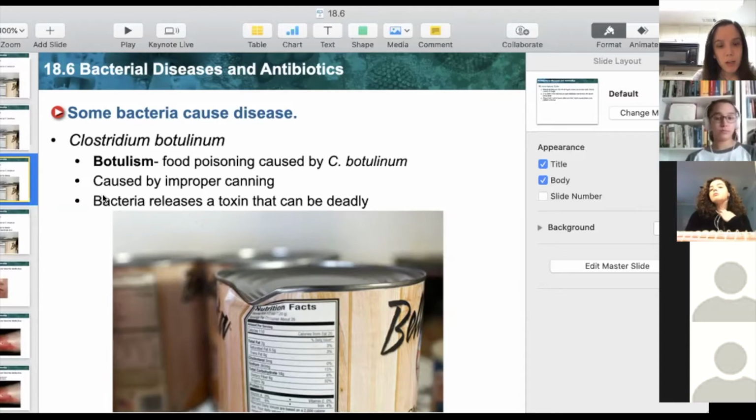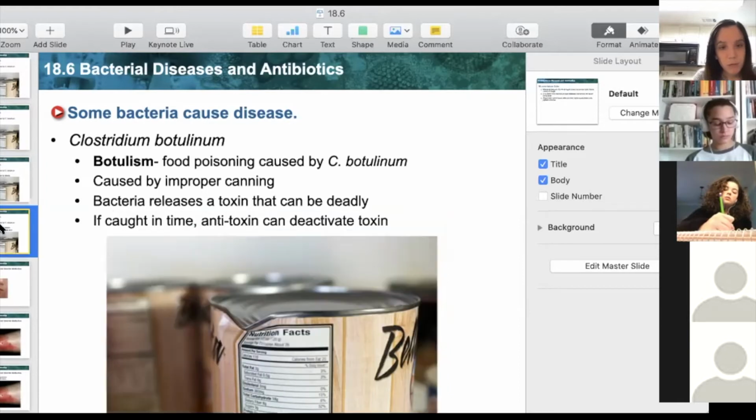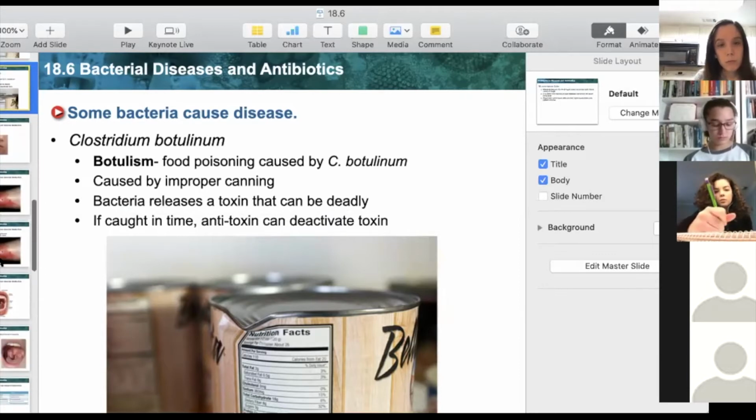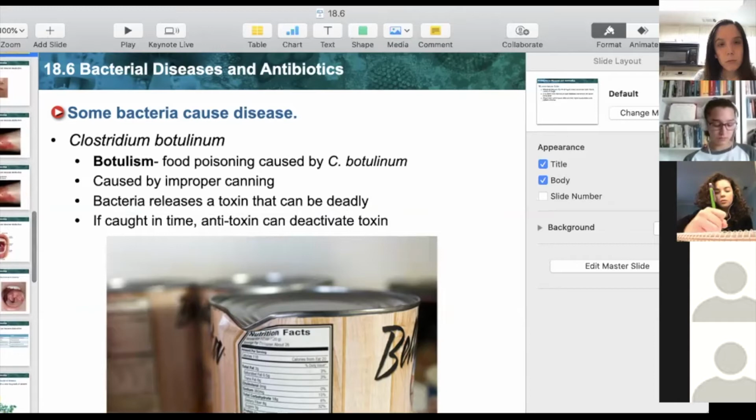The bacteria that you get through botulism makes a toxin that can be deadly if not treated. We do have treatment for it though. If it's caught in time, you can get an antitoxin that deactivates the toxin. But again, this is not a very common food poisoning source.